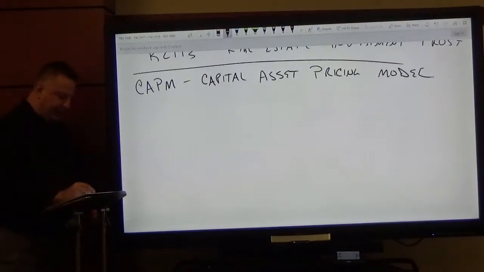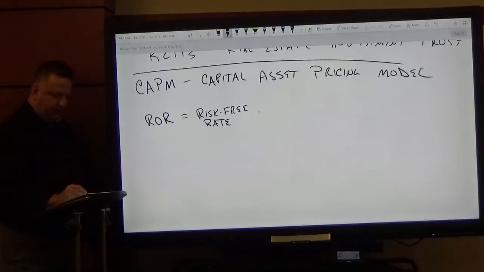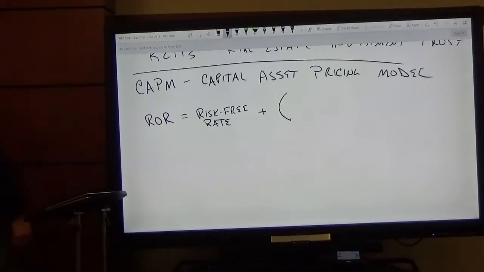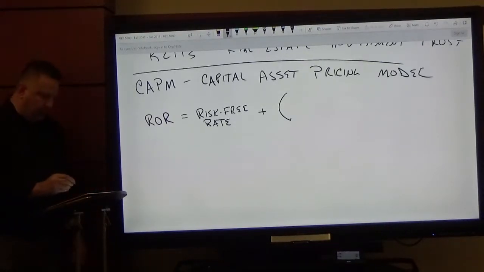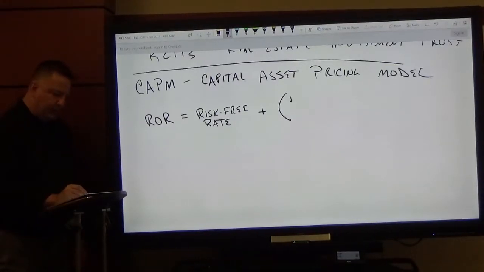You in essence have the overall rate of return for a particular asset, and that is going to be equal to the risk-free rate plus, in this case, the Beta. Beta, that's the risk of a specific asset.